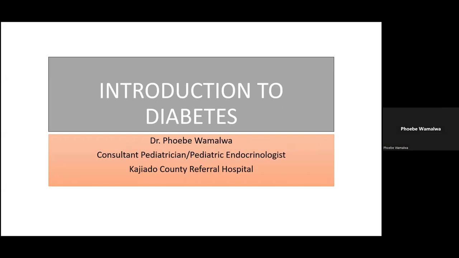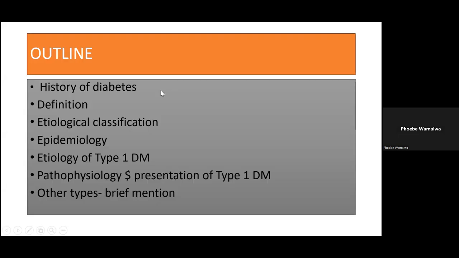So thank you again for this opportunity to just take us through the introduction to diabetes. As you've heard, we're going to have a series of CMEs on this theme. So today we shall just stick to basically looking at the history of diabetes definition. We want to look at the etiological classification of diabetes, a bit on epidemiology, etiology of type 1 diabetes, which is actually our focus, and briefly touch on pathophysiology and how type 1 diabetes presents in children and young adults. And then later on, we shall briefly touch on other types of diabetes, but not in details.